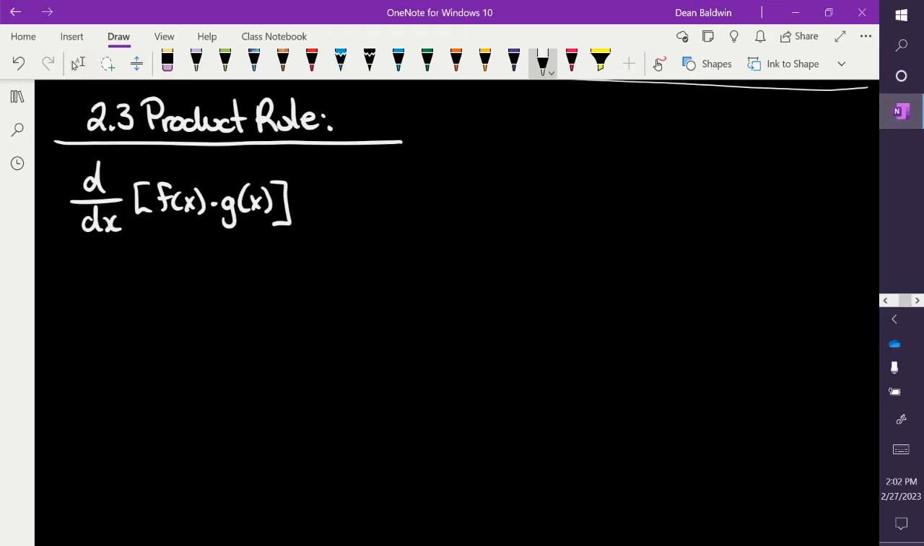So we know how to take the derivative of simple polynomials and simple trig functions. What we don't know how to do is how to take the derivative of functions that are being multiplied together. Okay?